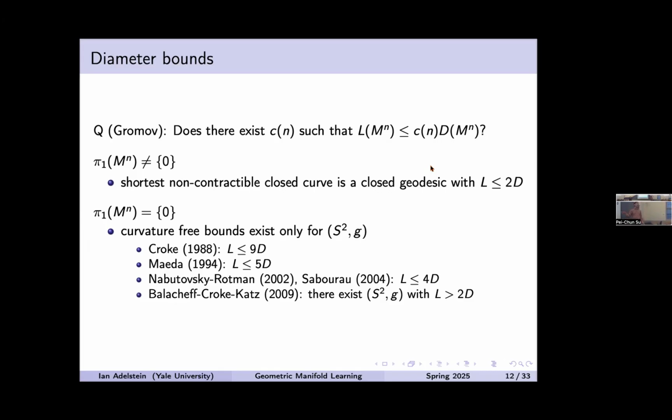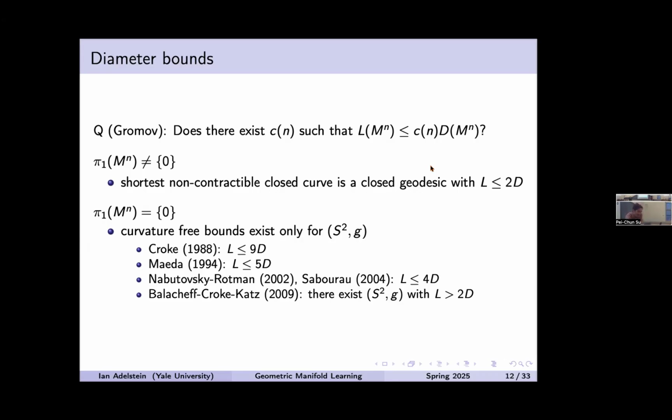This result shocked the world in 2009, or the 10 people that read this paper. But they demonstrated metrics on the two-sphere where the length is strictly bigger than twice the diameter. These are existence results, so they can prove the existence of such a metric. They actually can't write down the metric, so they don't know how much bigger than twice the diameter these shortest closed curves, shortest closed geodesics, are. But this is kind of like state of the art.